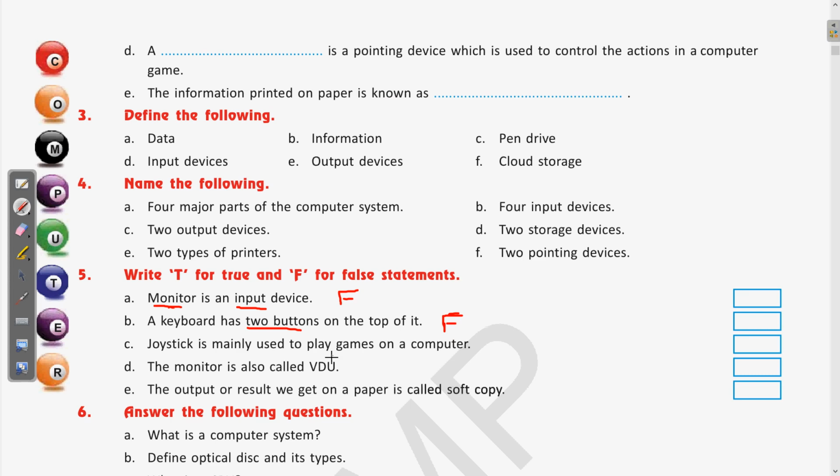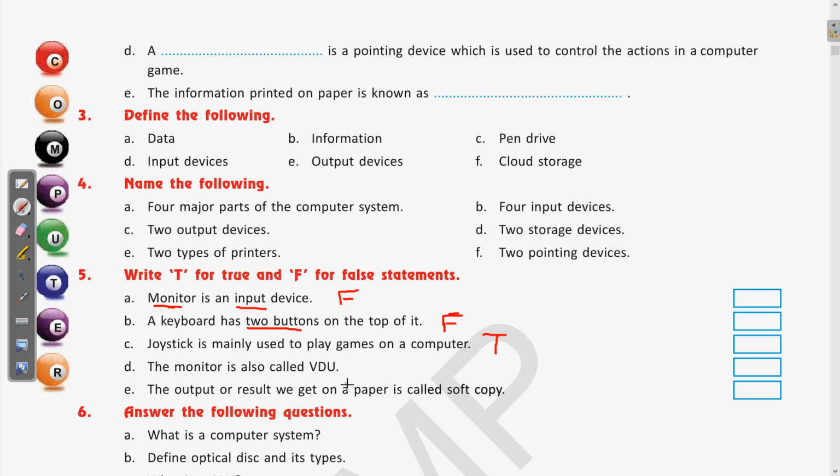Joystick is mainly used to play games on the computer. Yes, we have just seen and discussed in the chapter that a joystick is a pointing device which is used mostly for playing games. Clear? So this answer is correct, that is true.